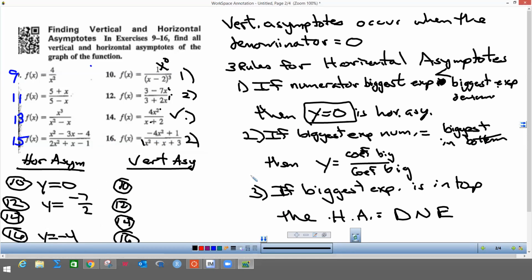And then this one is this last one. If the biggest exponent's on top, then there is no horizontal asymptote. This stands for does not exist. So since 2 is bigger than 1, this one has no horizontal asymptote, or you could write does not exist.